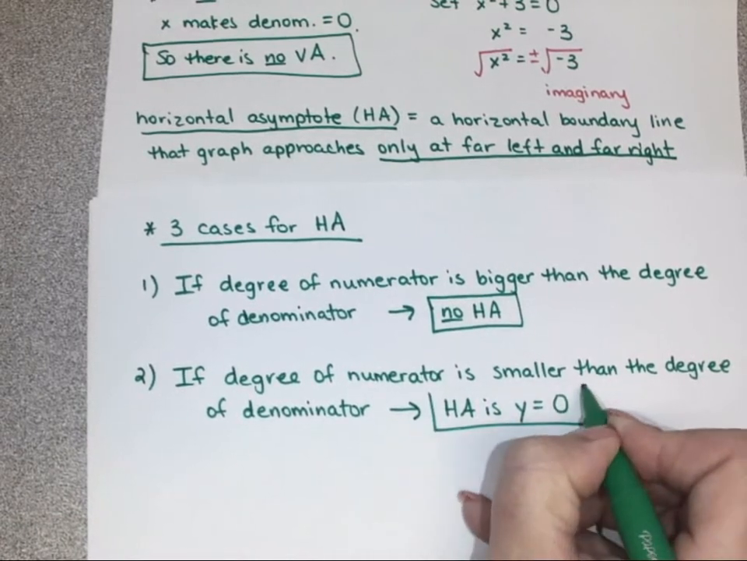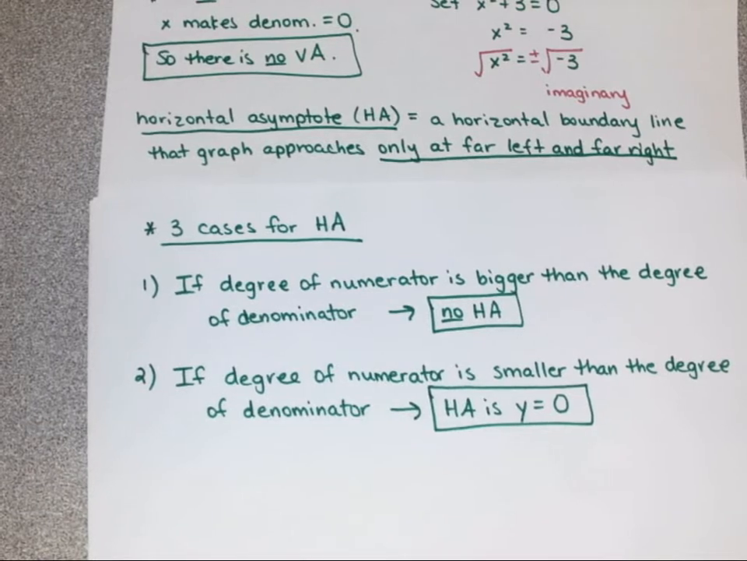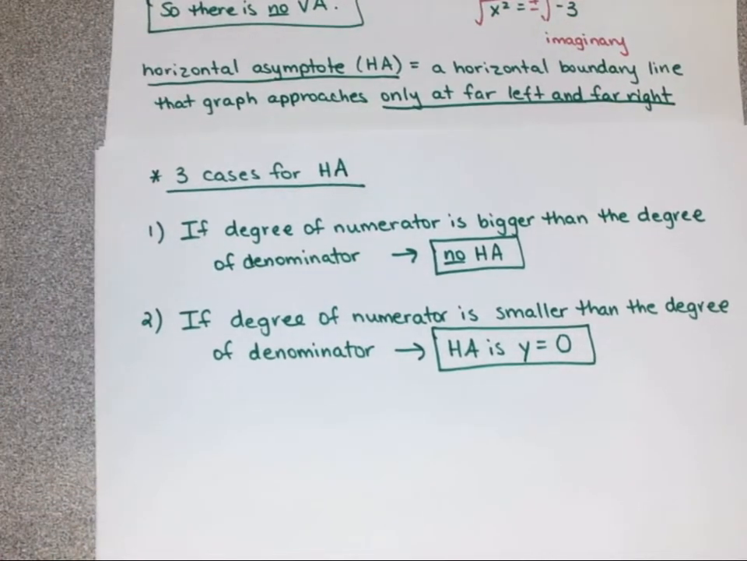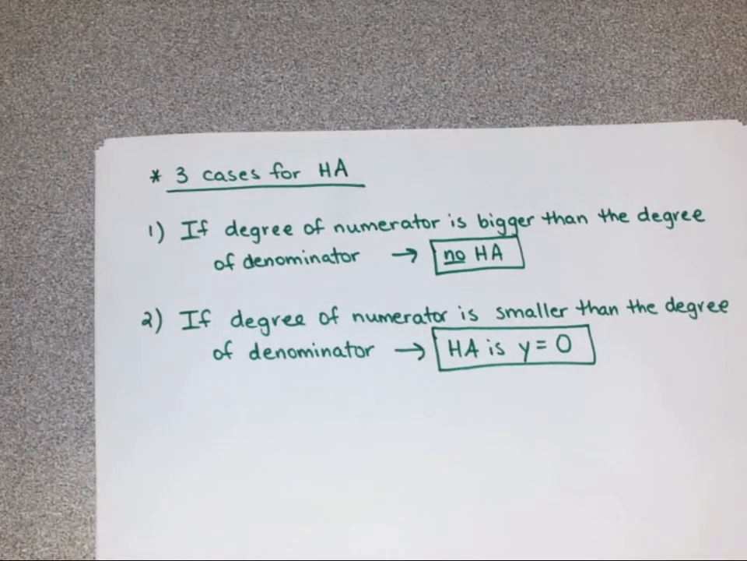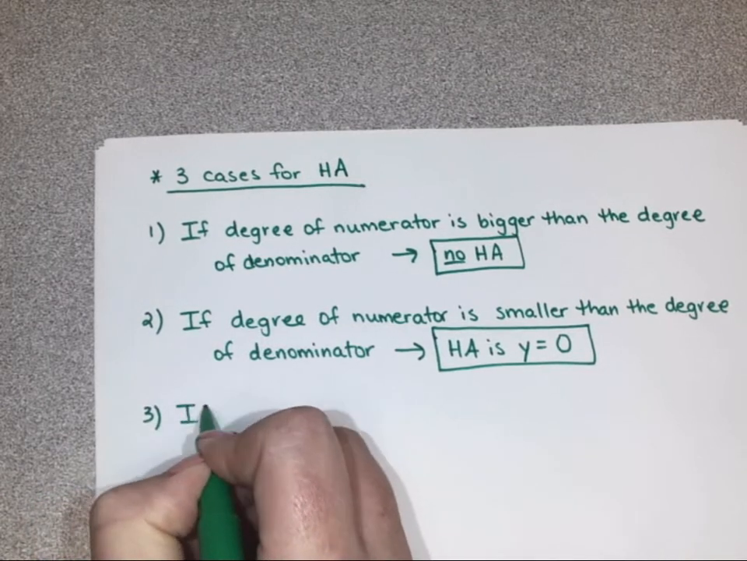And notice that we write vertical asymptotes as x equals a number, and then we write horizontal asymptotes as y equals a number. By the way, that's how we write vertical and horizontal lines in general. Vertical lines are x equals some number, horizontal lines are y equals some number. So I've covered if the degree on top is bigger or if it's smaller, right? What have I not covered then? Yeah, what if they're the same? So that's the third case.